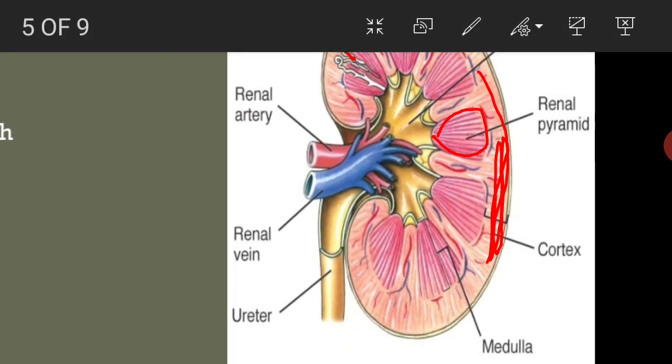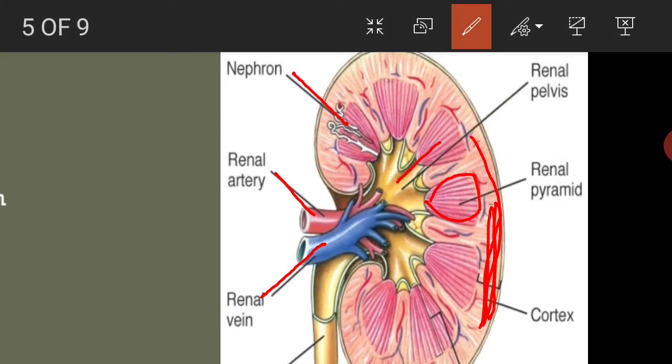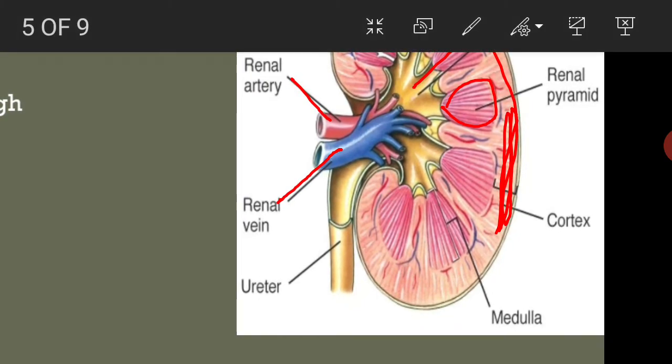The renal artery brings the blood towards the kidney, and the renal vein brings the blood from the kidney to the heart. This portion is called the renal pelvis, which is the base of the ureter, and urine from the pelvis comes to the ureter. This is the ureter.